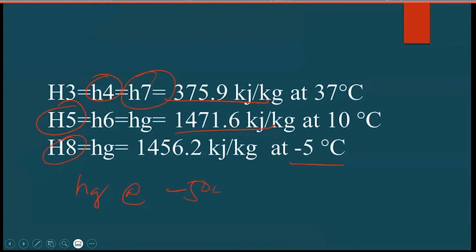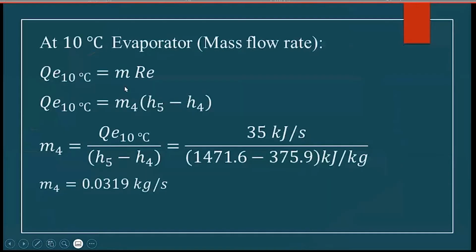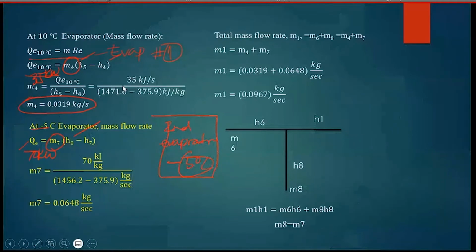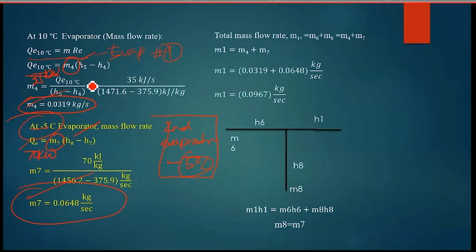No, because it's the same as H3 and H4 and H7. It's a constant enthalpy, no, because of the expansion valve. So all we have to do is to plug in. Easily we can get the M7. That is the mass flow rate of refrigerant entering the suction of the evaporator number 2, which is at -5. Yeah? So we can get the M7, M4.